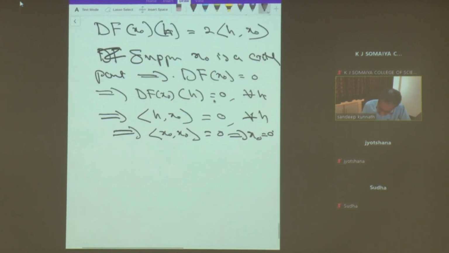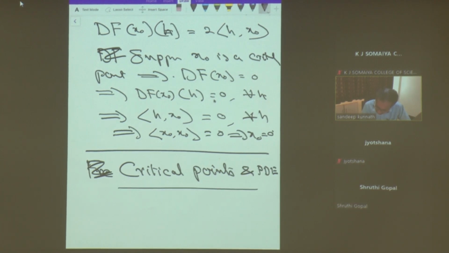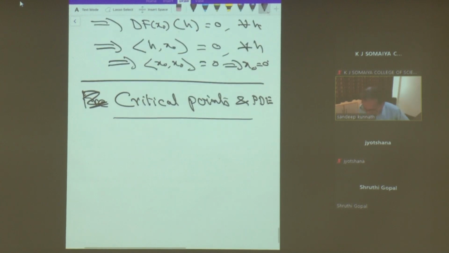So this Fréchet derivative, and I want to write critical points and PDE. This is what I wanted to do. This morning I talked about only linear PDEs. Now I'm going to talk about some kind of a non-linear PDE.